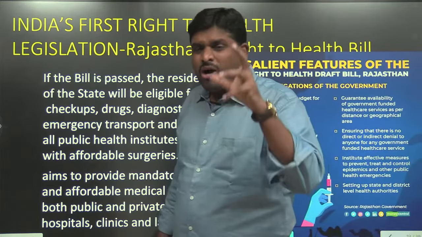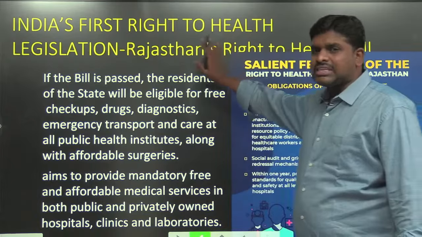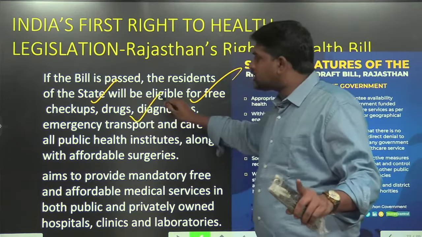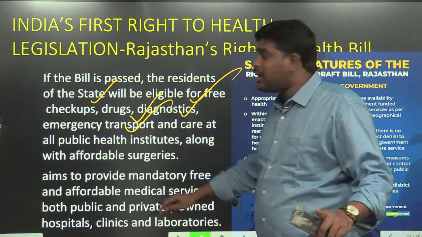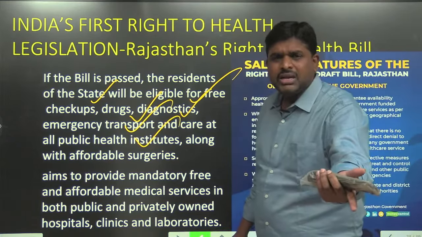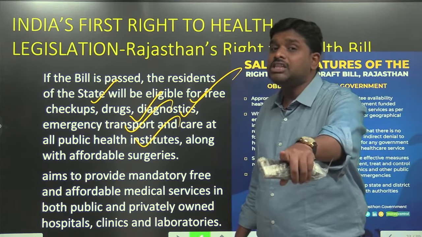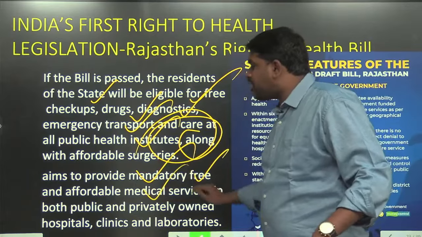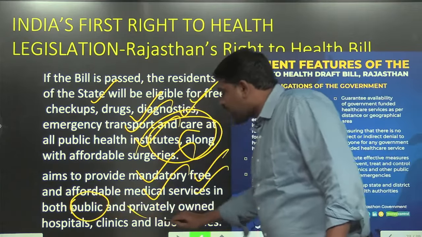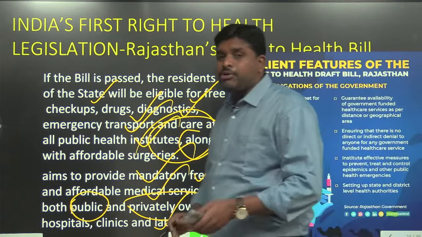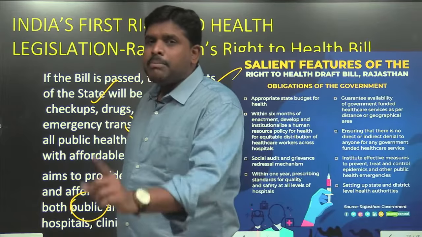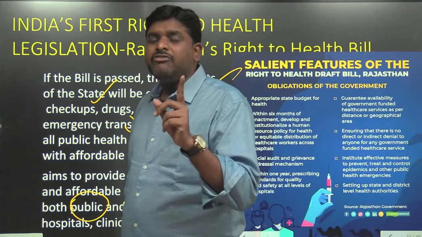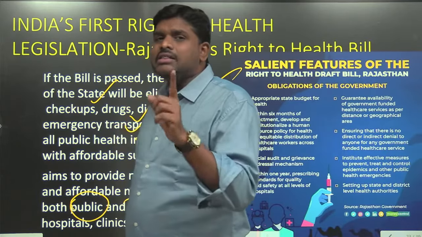Where? In Rajasthan. So what are the provisions of it? The bill they passed in the assembly: the residents of the state will be eligible for free checkup, drugs, diagnostics, emergency transport and care at all public health institutions. Sir, anyhow public health institutions are free? No sir. Not only public health institutions but also private. It aims to provide mandatory free and affordable medical services in both public and privately owned hospitals, clinics and laboratories. Everywhere, private, public, affordable, free medicines, diagnostics, treatment, everything will be provided free when this bill is passed in the Rajasthan Assembly.